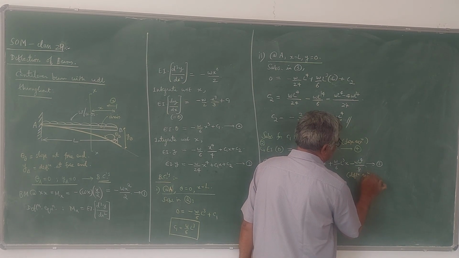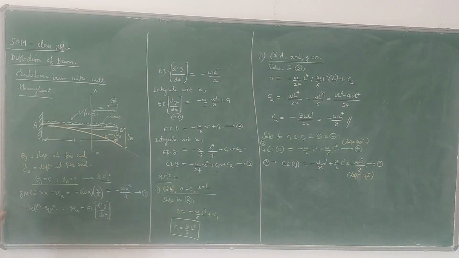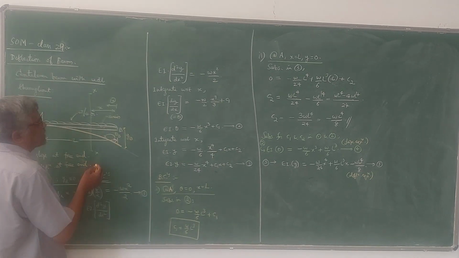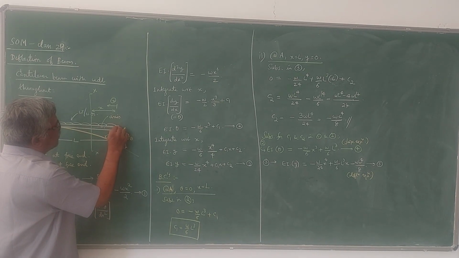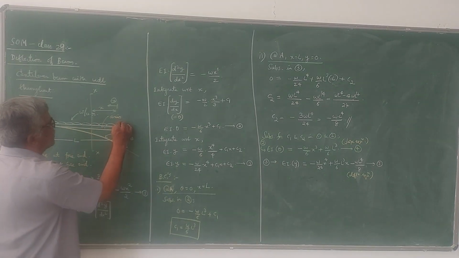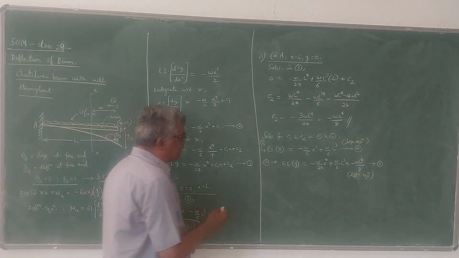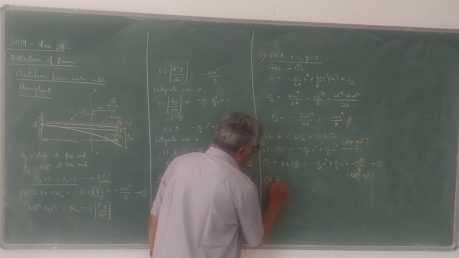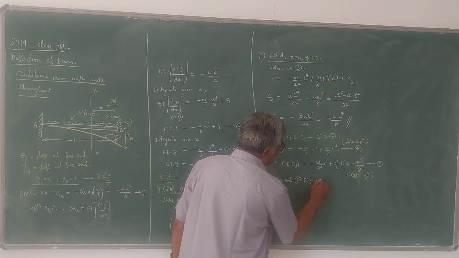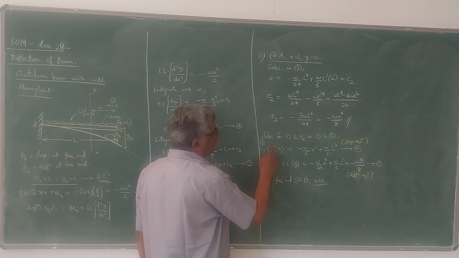In these equations, if you substitute for x, you can get the values of slope and deflection at the required point. So let us find out the value of slope and deflection at B, the free end. At the free end B, you know that x is equal to 0, because x is measured from the free end only. So we have to put x is equal to 0 at the free end in these two equations.